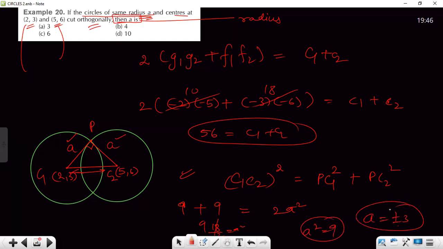Now, the radius cannot be negative. So a is equal to plus 3. Yes, the radius is plus 3. Understood? Any doubts? Should I explain it again?